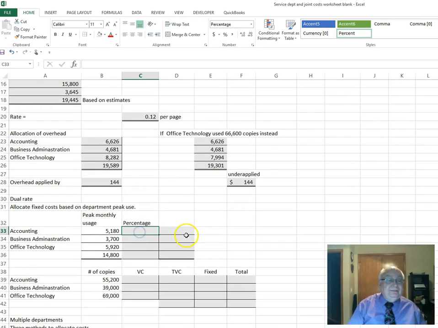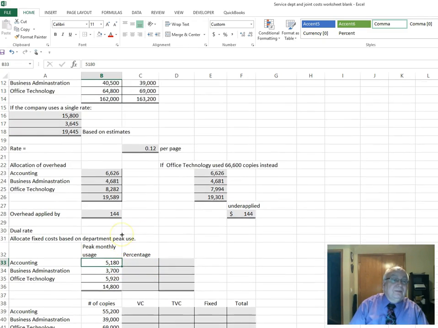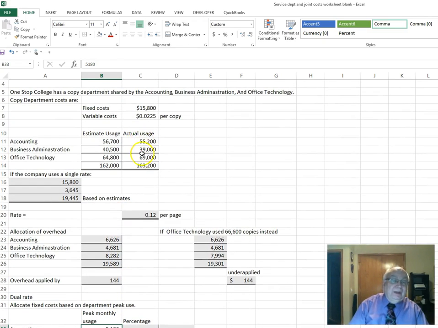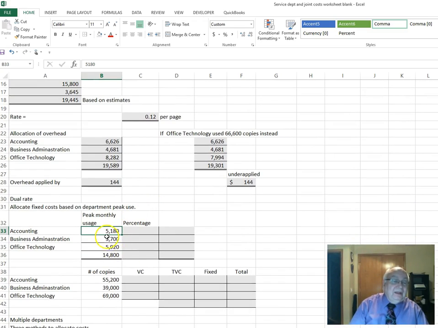All right. Now this is a dual rate. We're going to allocate the overhead first, the fixed costs, then we'll allocate the variable costs. So this is based on the peak monthly usage. Now that has to be given to you, because this is the yearly usage up here, how much we use for the year, but this is the monthly, the most they use in a given month. That'll be given. Okay, so what we want to find is the percentage.